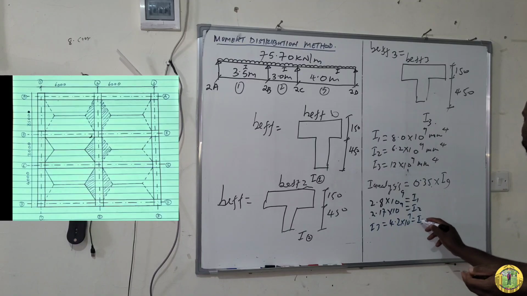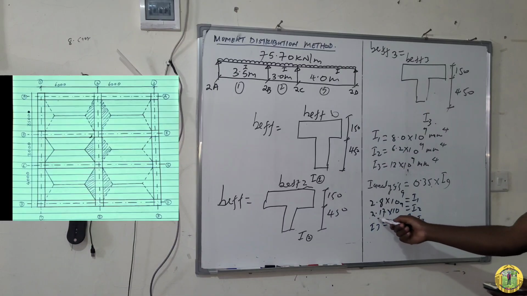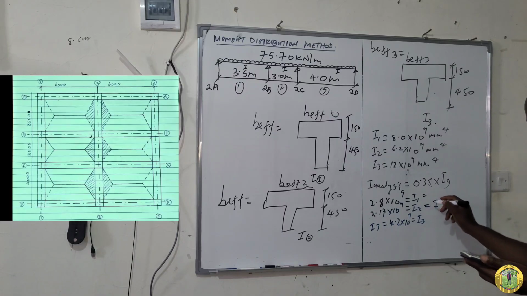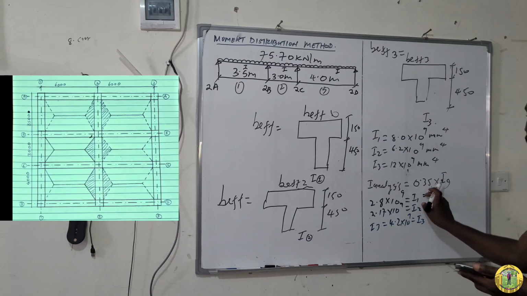So this is I3. And then what you do, take the smallest value, which is 2.17, and divide it by the rest. Divide first by itself, which will be I. And then take 2.8, divide it by 2.17. So here again you will have 1.2. Let's just round it to 1. So this is I again.